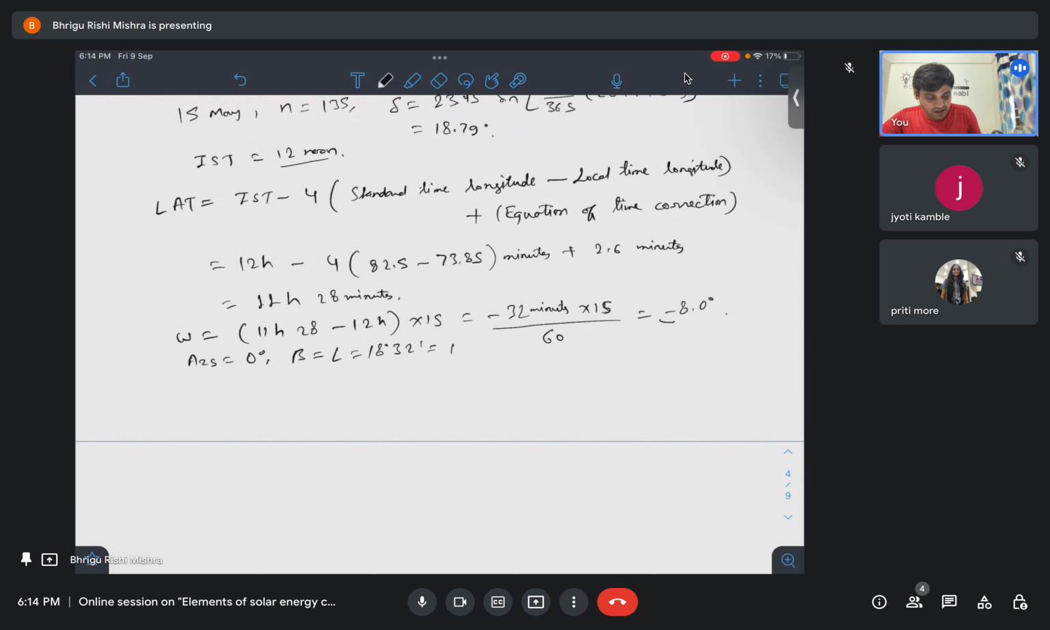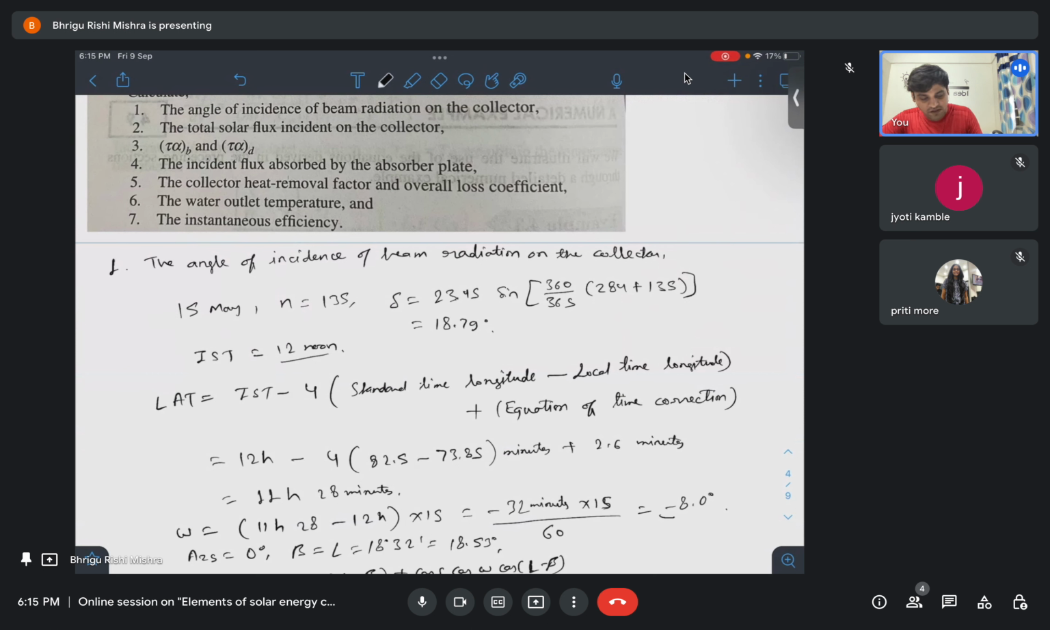If you convert this, it is around 18.53 degree. Okay, so cos theta, if you remember the formula, it is sin delta sin (L minus beta) plus cos delta cos omega cos (L minus beta). Here L minus beta will be 0 since latitude and tilt angle are the same. If you solve this, you will get theta equal to 20.36 degree. Okay, so we have solved the first one.